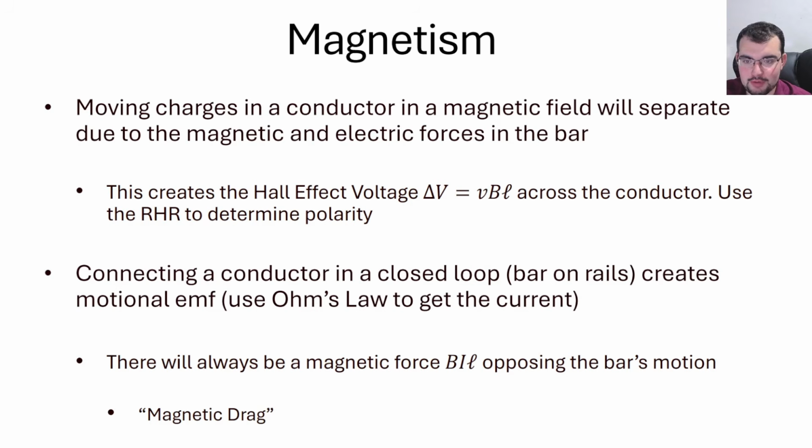Now, if you connect this bar in a closed loop, which is most commonly seen in the bar on rails problem, this creates motional EMF where we can use Ohm's law to get the current. And there's always a magnetic drag force. So you could figure out the current, and then you could do QV cross B to do that. But the BIL force always goes against the motion. This is a consequence of Lenz's law, which says the loop is always going to induce a current to fight the change. But just realize this goes on the memory list here. The BIL force always fights the motion.